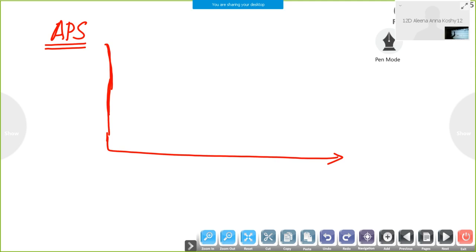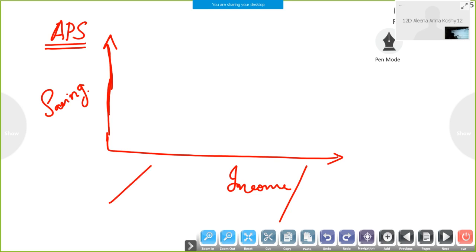Graphical representation of APS. What can we measure here? On the horizontal axis, level of income or GDP or national income. Here we need the saving curve for APS. What is the shape of the saving curve? Upward sloping. Three situations are there: negative, zero and positive. That's why we are getting it like this. This is our saving curve.